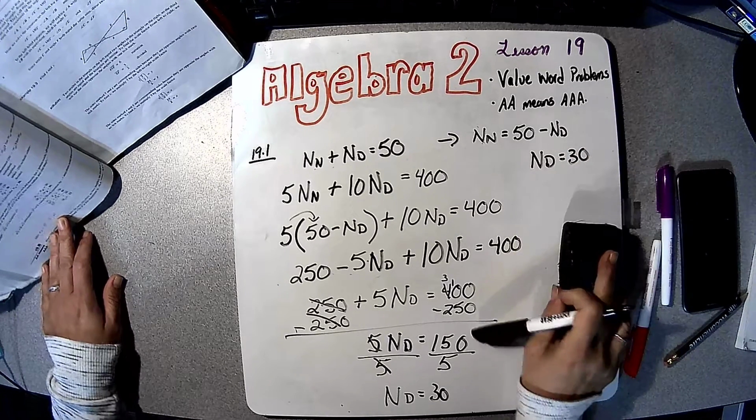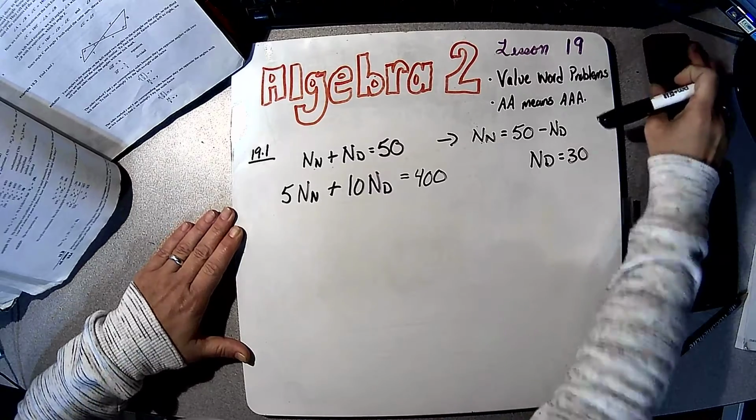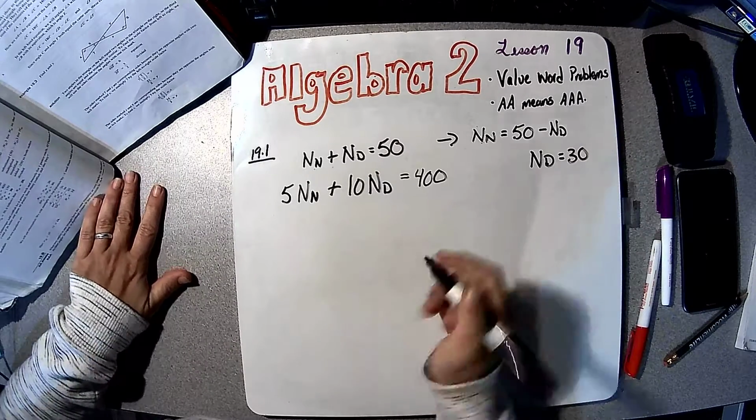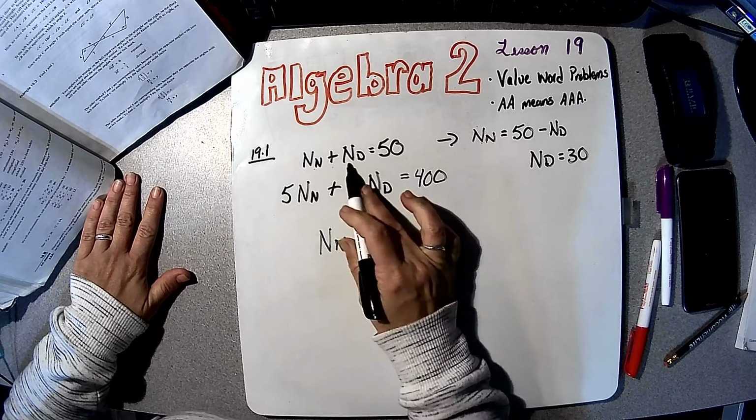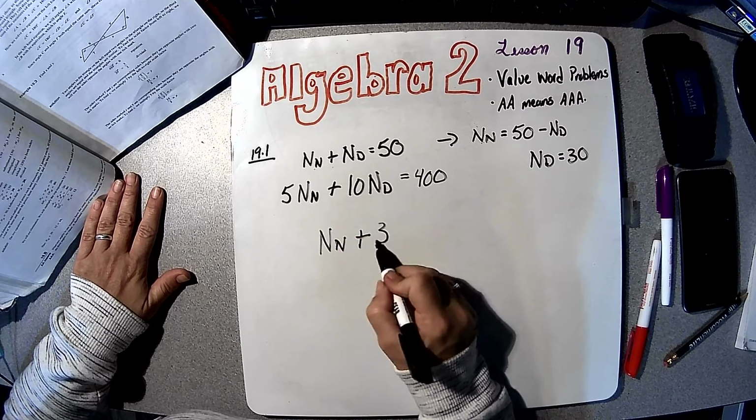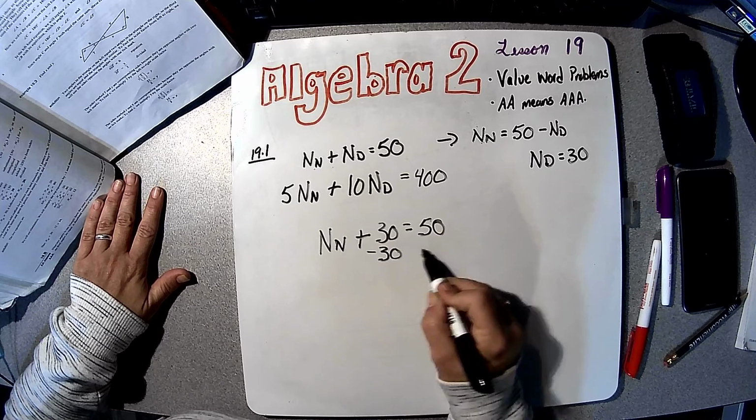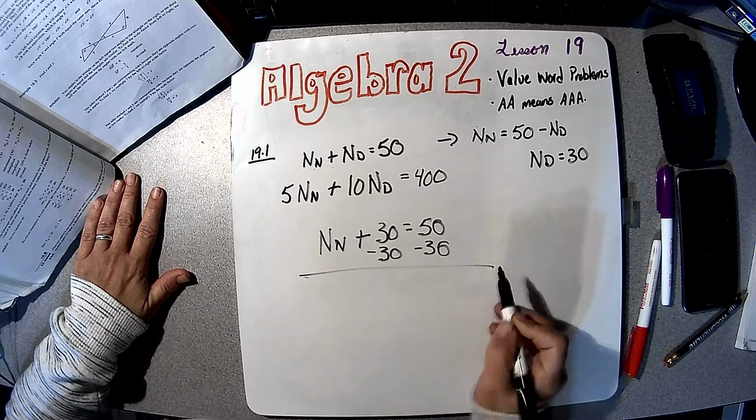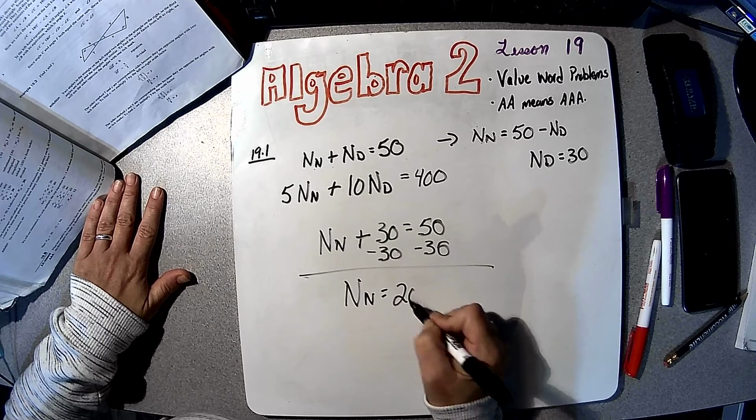Okay, so now to solve for my number of nickels, all I have to do is substitute this value in to one of these. So I can say the number of nickels plus number of dimes, which is 30, equals 50. And then I'm going to subtract 30 on both sides, and I'm going to come up with the number of nickels equals 20.